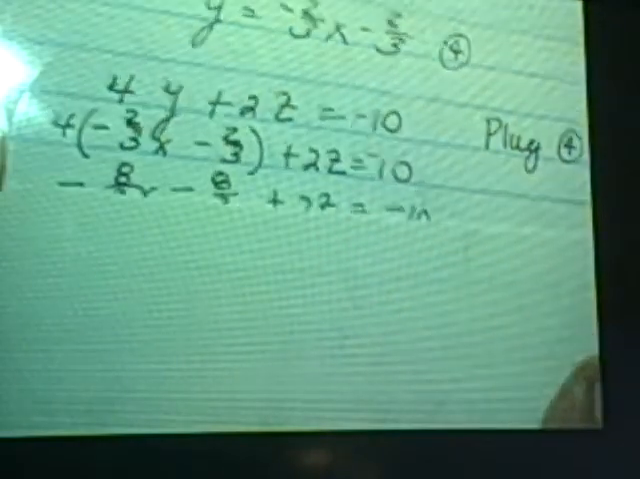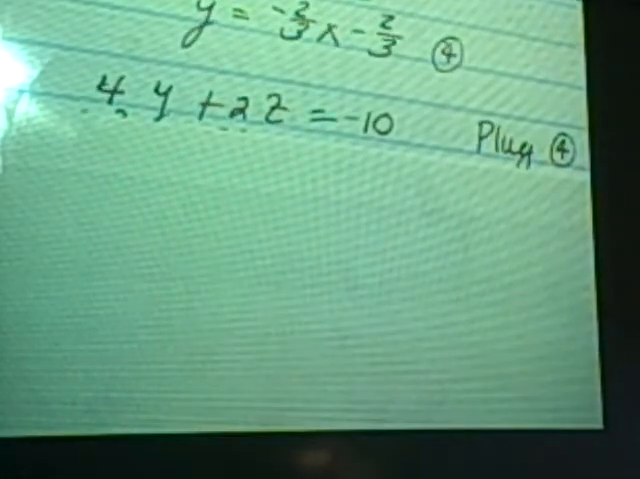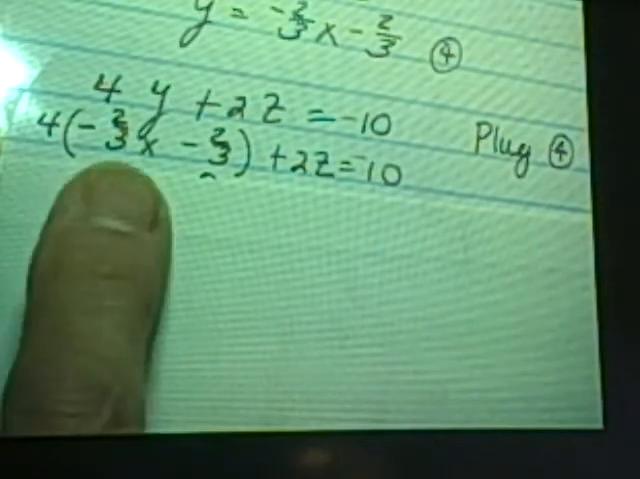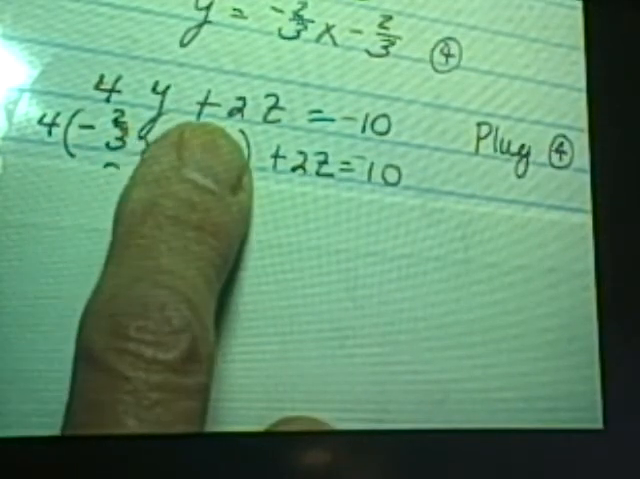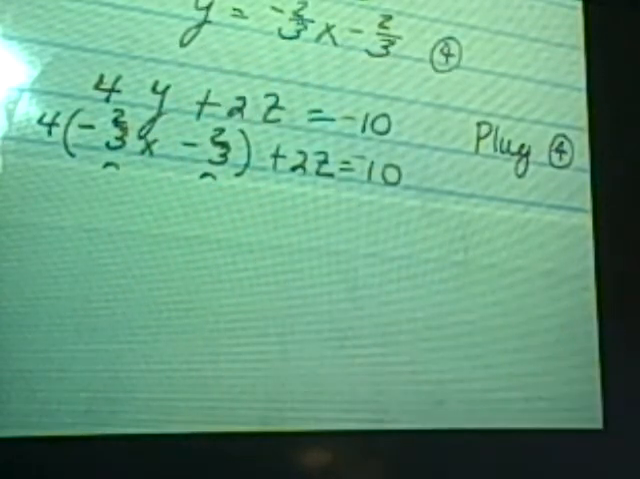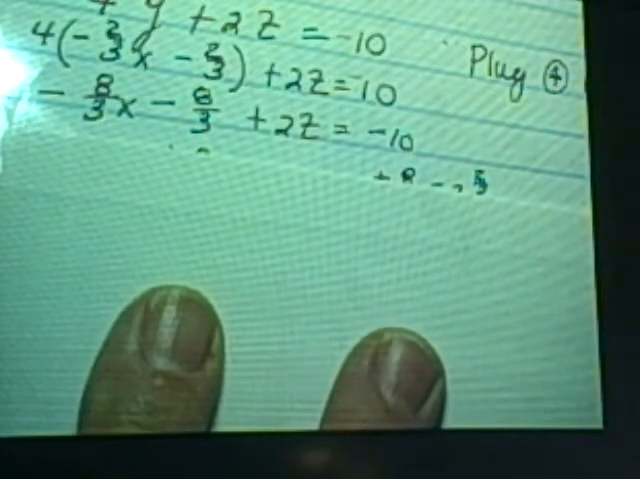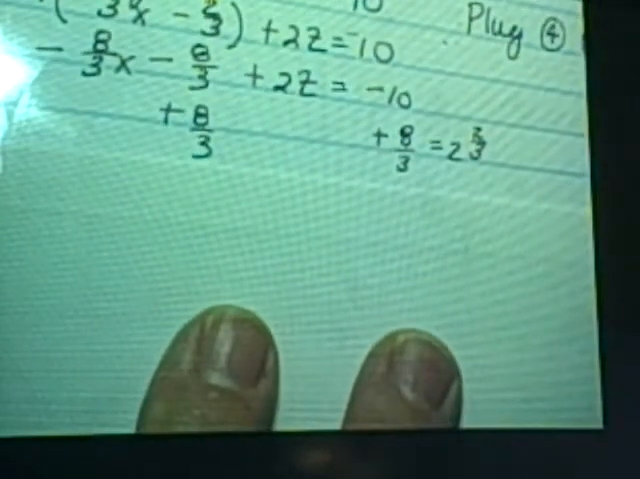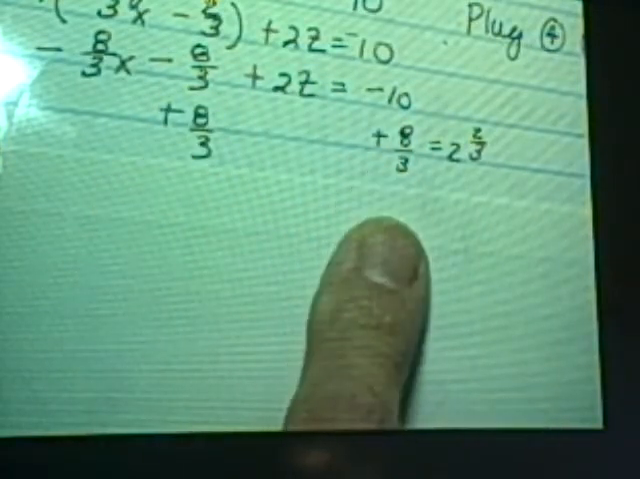Okay? So I start with problem number 2. 4y plus 2z equals a negative 10. And I plug that y in, and I have 4 times the y value that we had created here, plus 2z equals negative 10. I do my distributive property, and then I'm going to combine like terms, so plus 8/3, plus 8/3.